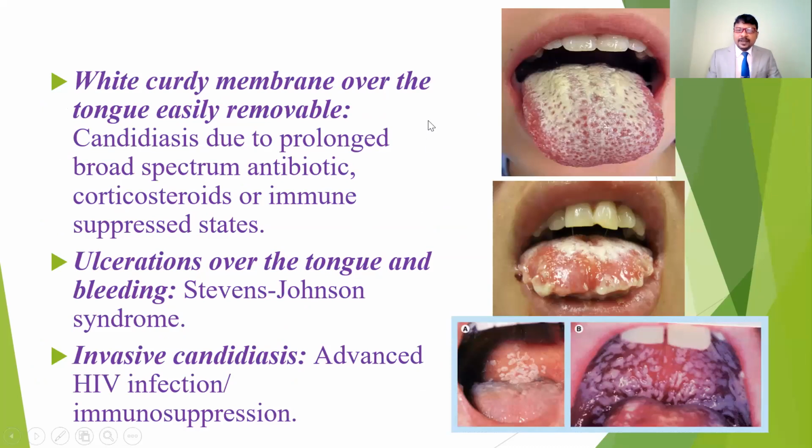Coming to other complications, in different conditions the tongue appears in a different shape and appearance. So a white curdy membrane over the tongue that is easily removable is due to candidiasis from prolonged use of broad-spectrum antibiotics. Because of prolonged use of antibiotics, they may get this white mucus, coated with debris over the tongue.